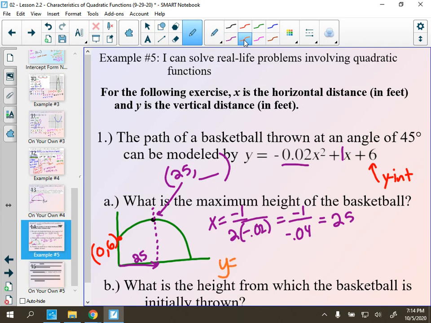So I'm just going to write it out so I can see it. Negative 0.02 times 25 squared plus 25 plus 6. So give me a second here. I got to crunch all those out. 25 squared times negative 0.02 plus 25 plus 6. I got a value of 18.5, which sounds reasonable.